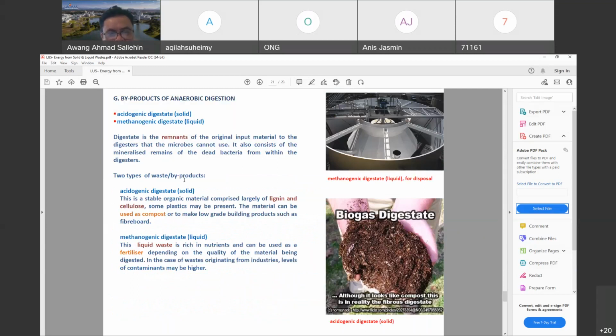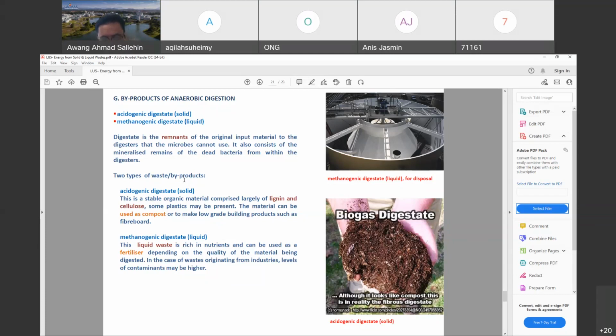This is the byproduct of the anaerobic digestion: the solid and also the methanogenic digestate. These are the remnants of the original input materials to the digester that are no longer able to be used by the microbes. Normally it consists of the mineralized remains of dead bacteria, the biomass cells, and therefore, from these two types of waste, one byproduct is the acidogenic digestate, the solid. This one is a stable organic material, normally consisting of resistant lignin and cellulose. Some plastic may be present. This can be used as compost and also to make other low-grade building materials like fiberboard.